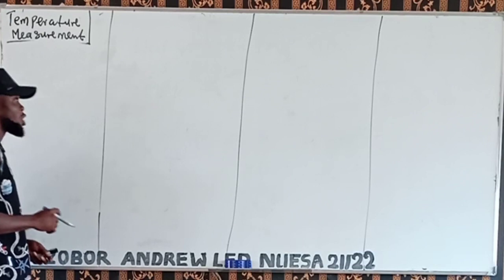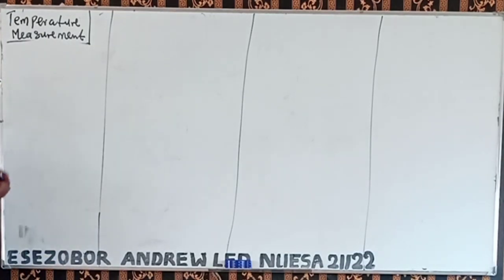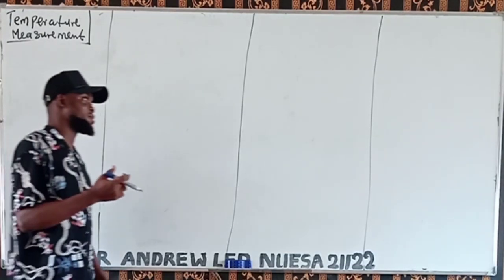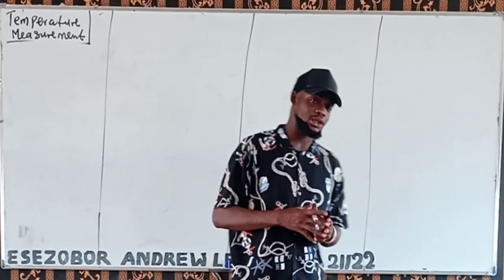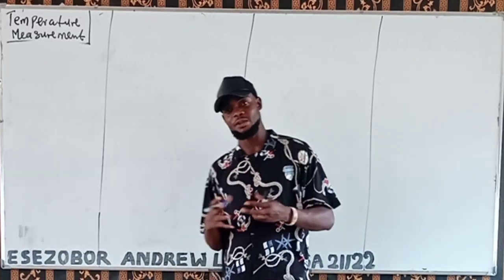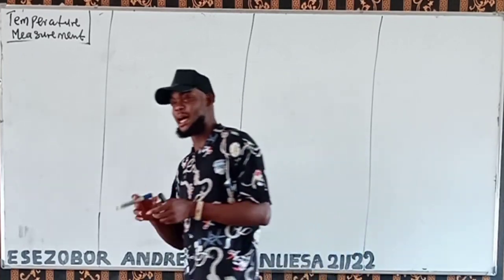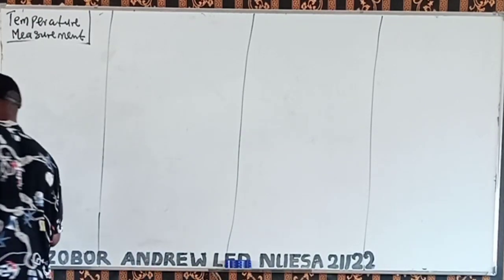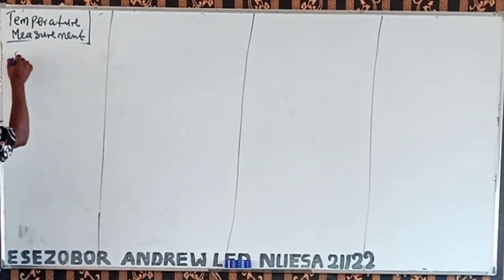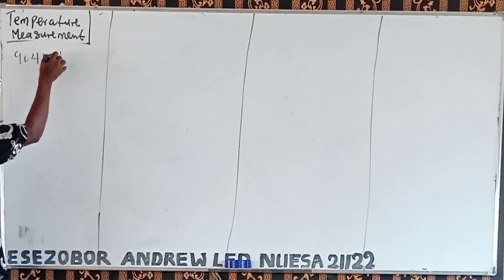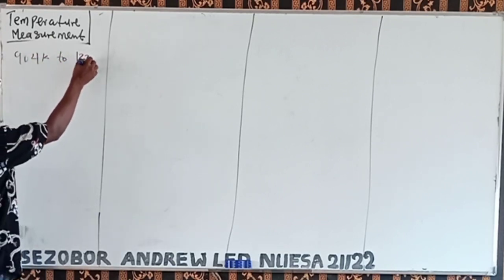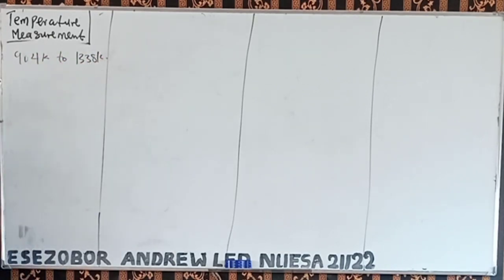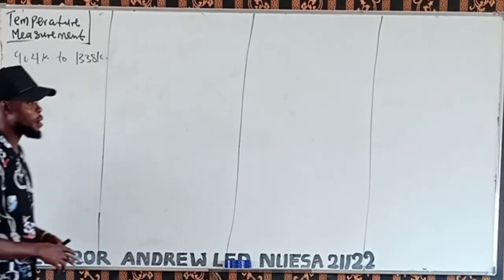We have the thermocouple thermometer. The thermometric property is the electromotive force of the thermocouple, and this thermometer is the best within the temperature range of 904 Kelvin to 1338 Kelvin. For temperatures within this range, the best one is the thermocouple thermometer.